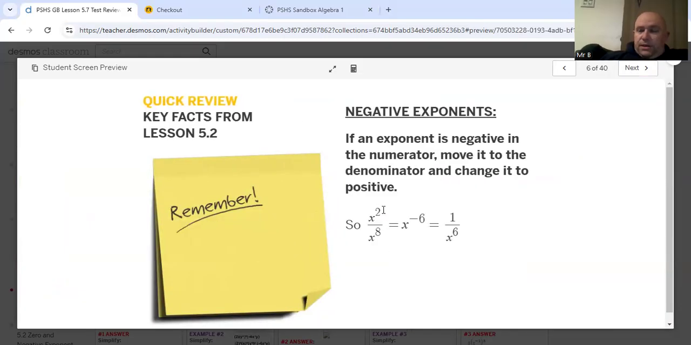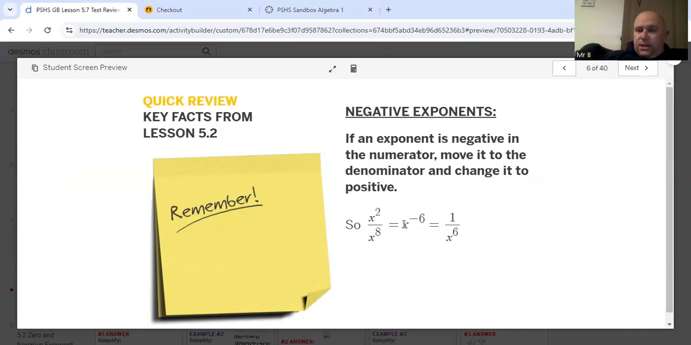This one's also a divide, so that means we're going to subtract the exponents. 2 take away 8 is -6. But in lesson 5.2, we showed that you can't have a negative exponent in your answer. So we do that move and change. We move it from the top of the fraction to the bottom of the fraction and make it positive. We have to have something at the top here, so we put a 1.